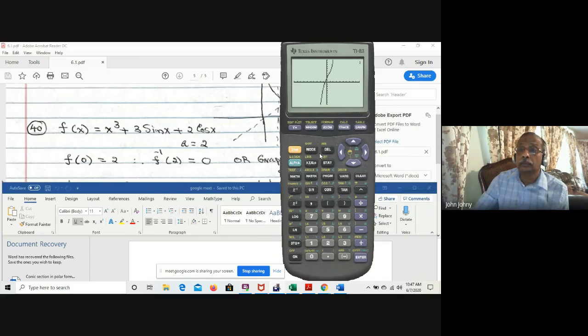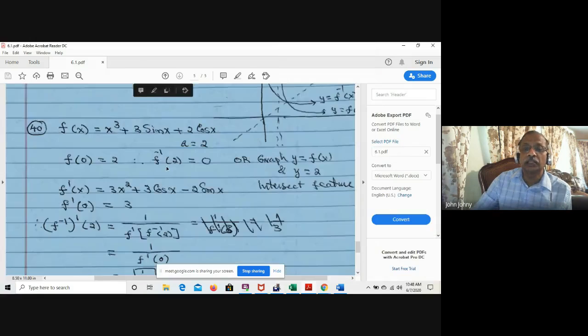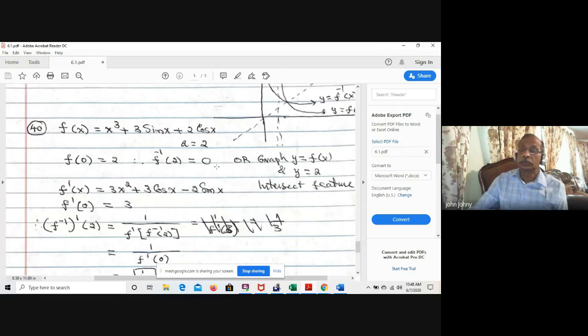And x is equal to 2. See, second trace, intersect, first curve, second curve, guess. See, x is 0. So when x is 0, y is 2. That means f inverse of 2 is equal to 0.